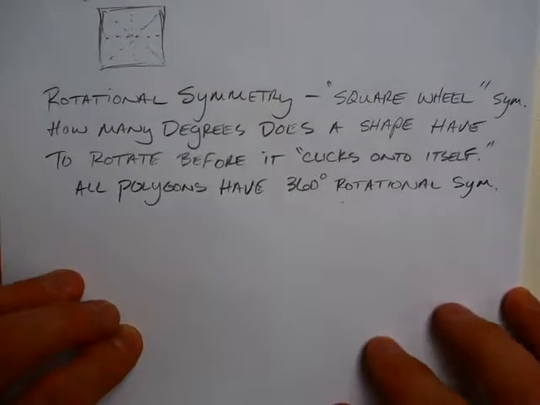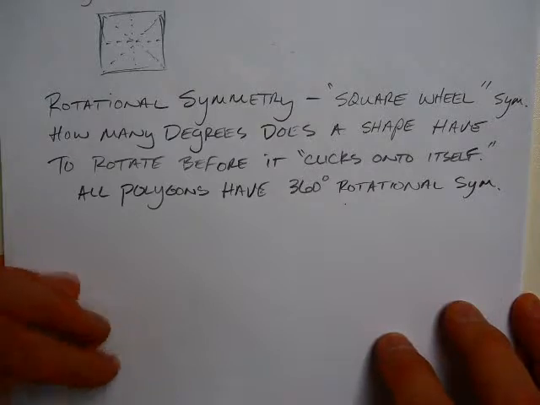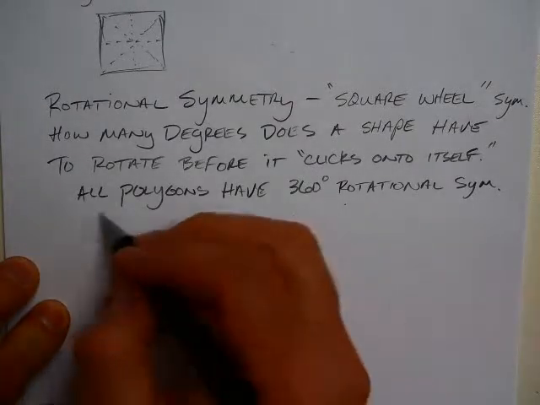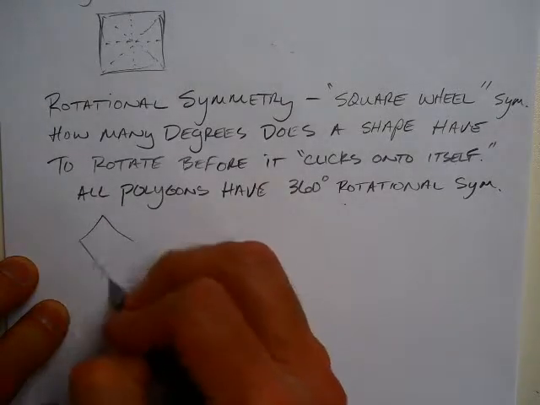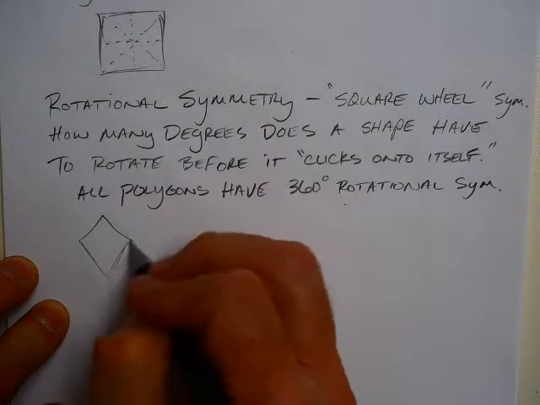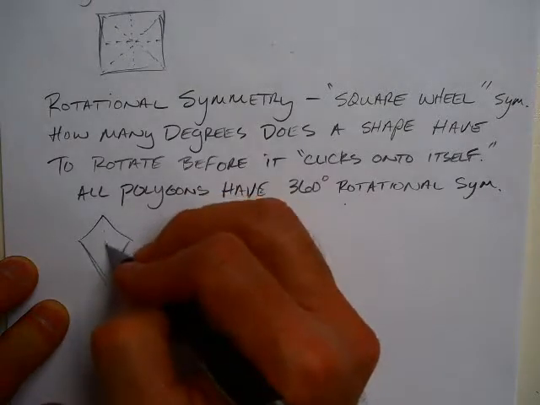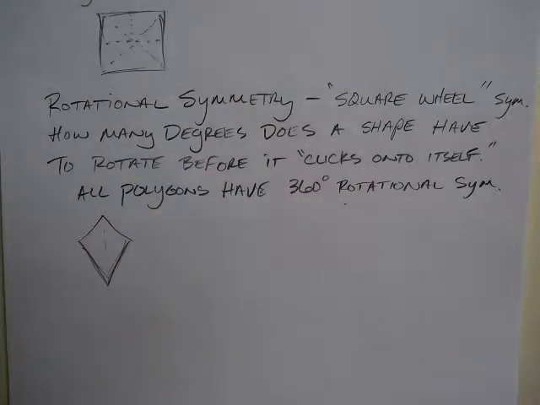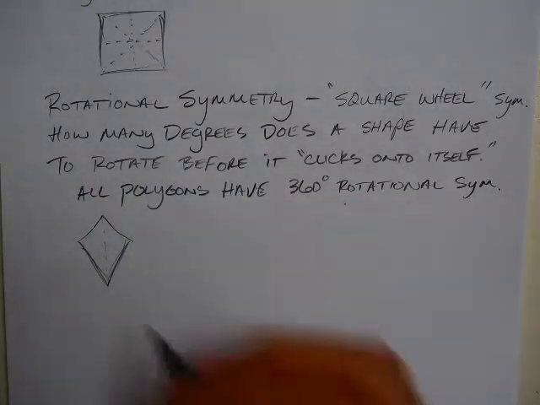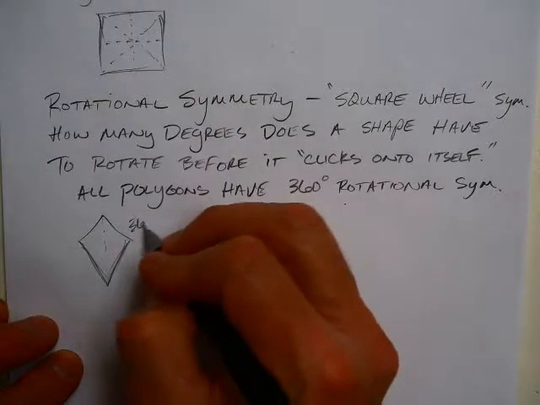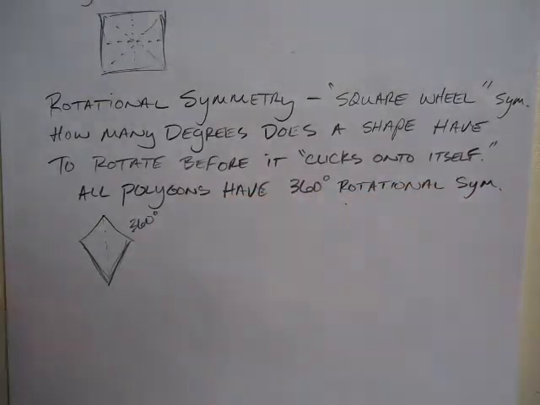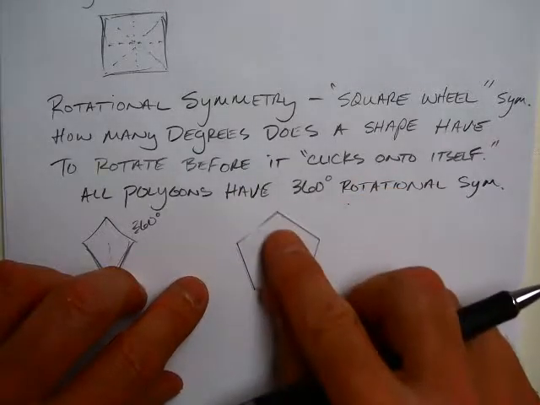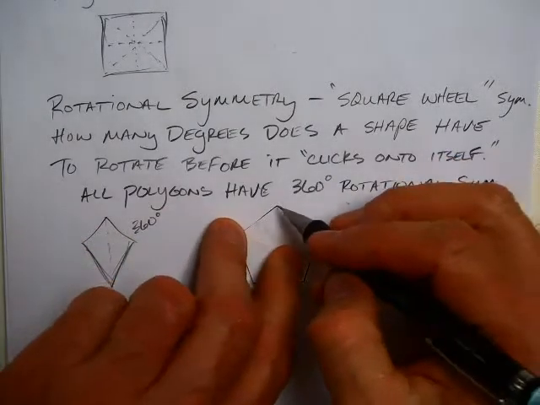A good example of that, and in fact in our last assignment it talks about a kite. A kite is an example of a shape where you would have to rotate a kite exactly 360 degrees before it fit back onto itself. So a kite, 360 degrees. But what about, where did my cutout go? What about this regular pentagon?